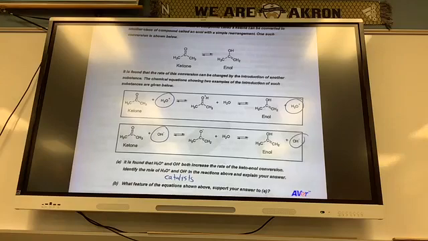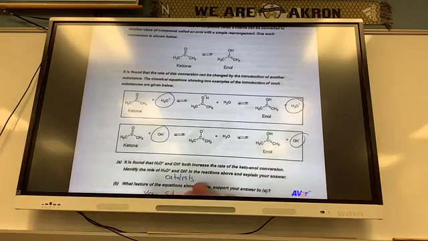What features of the equations support your answers? Because you start and end with it. I gave you the answer. You start and end with it.